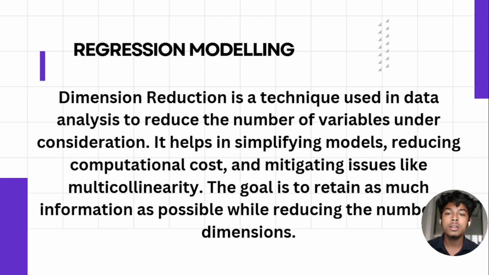For example, in linear regression, if a value is 2.23 and another value is 3.0, we will be removing 3.0 so we can reduce the computational cost and mitigate the issue. The goal is to retain as much information as possible while reducing the number of dimensions. Let's see.